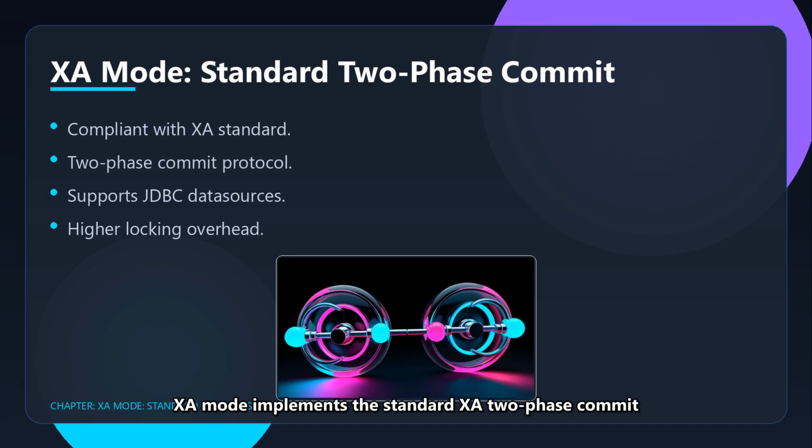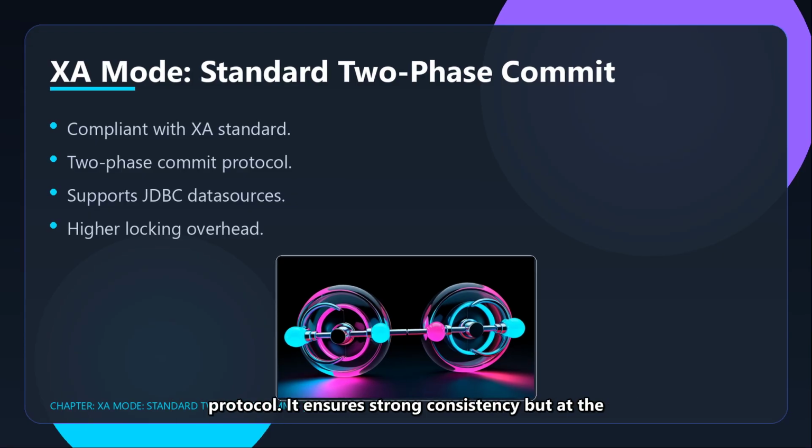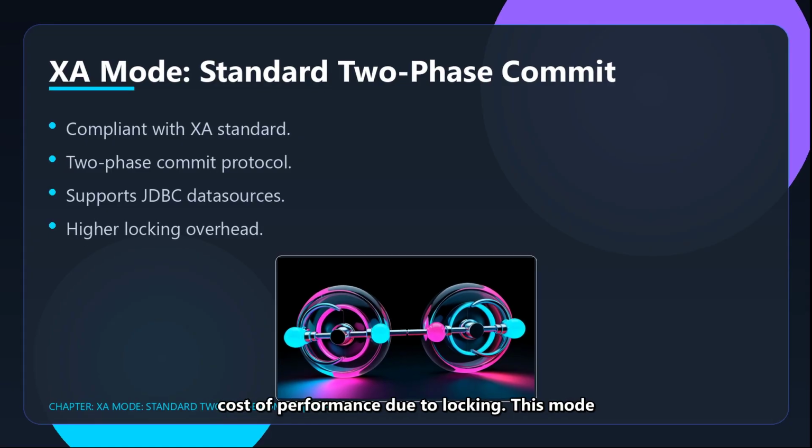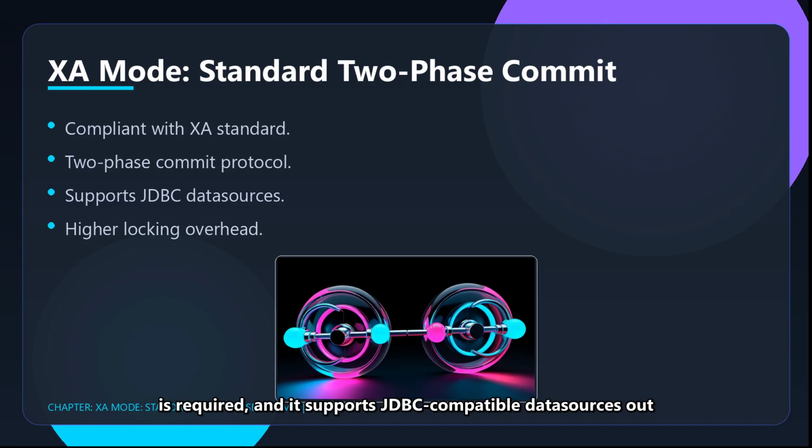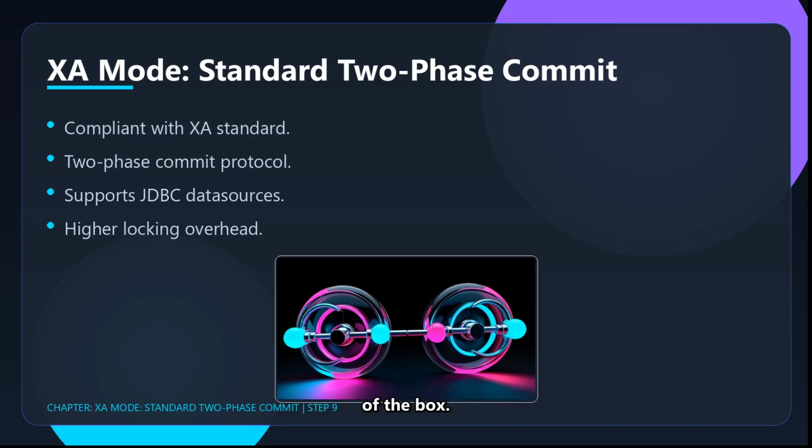XA mode implements the standard XA two-phase commit protocol. It ensures strong consistency, but at the cost of performance due to locking. This mode is ideal when strict compliance with XA standards is required, and it supports JDBC-compatible data sources out of the box.